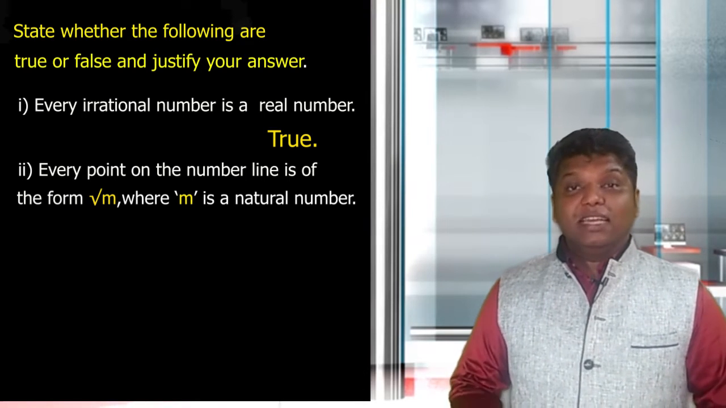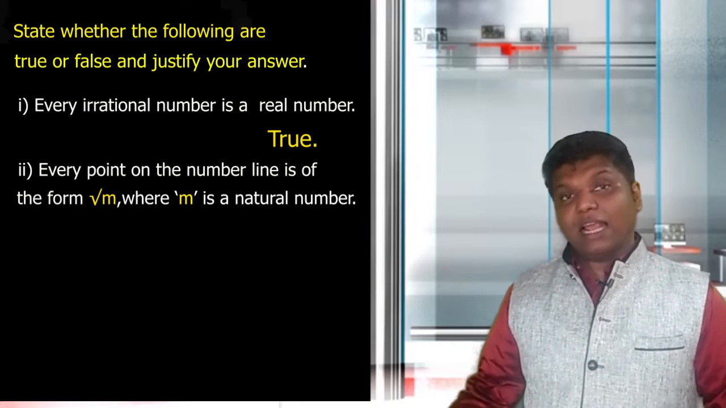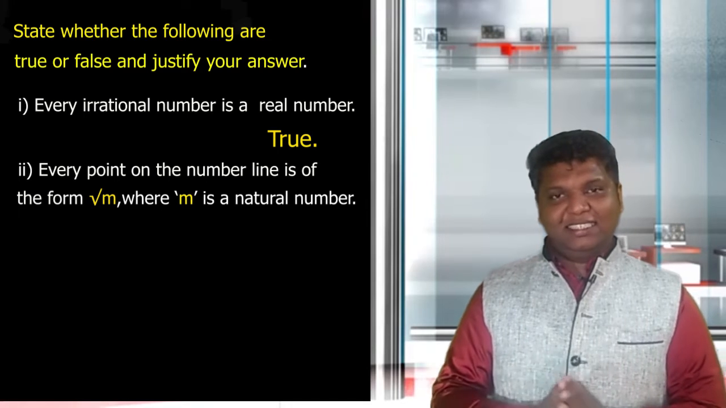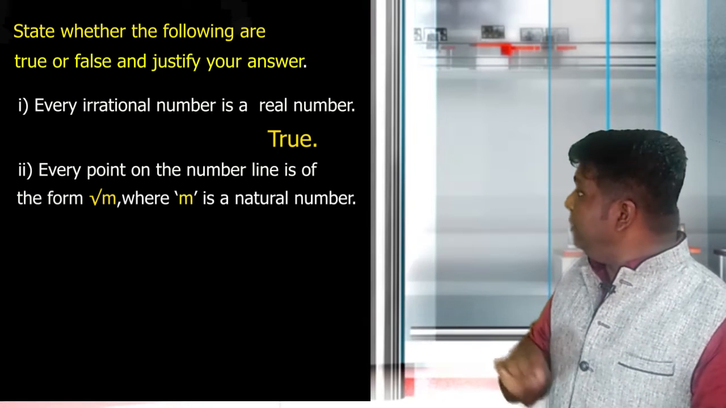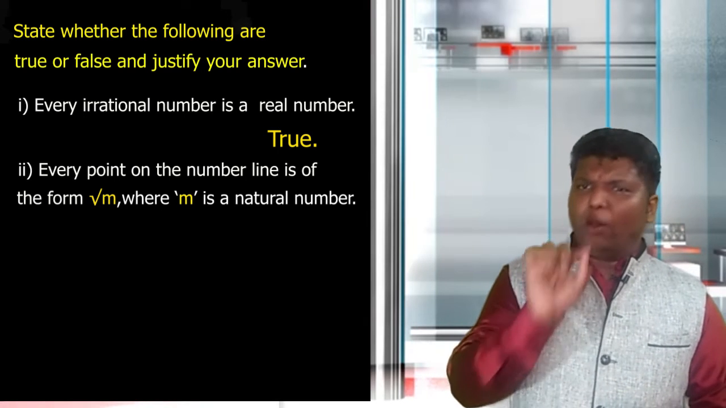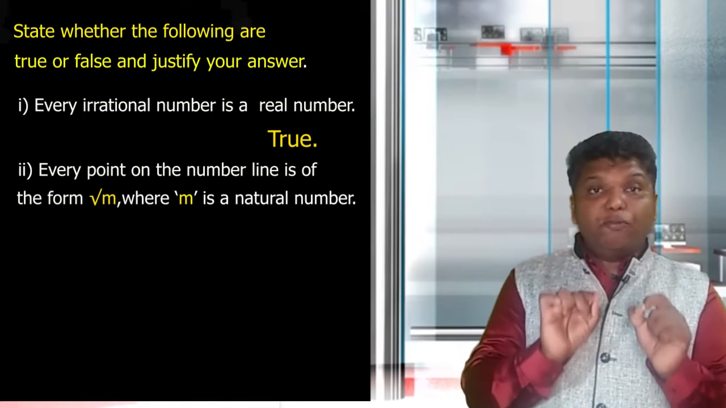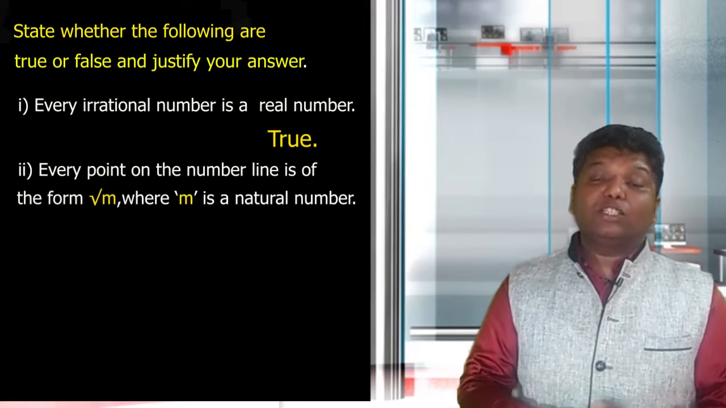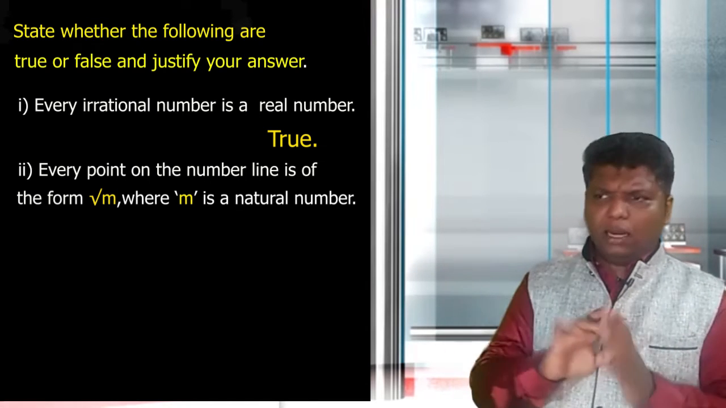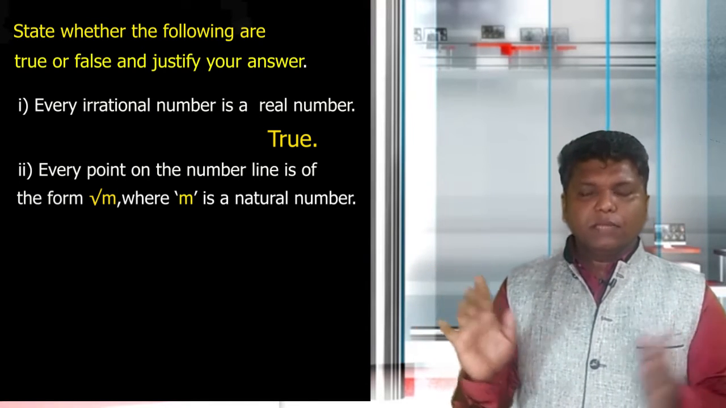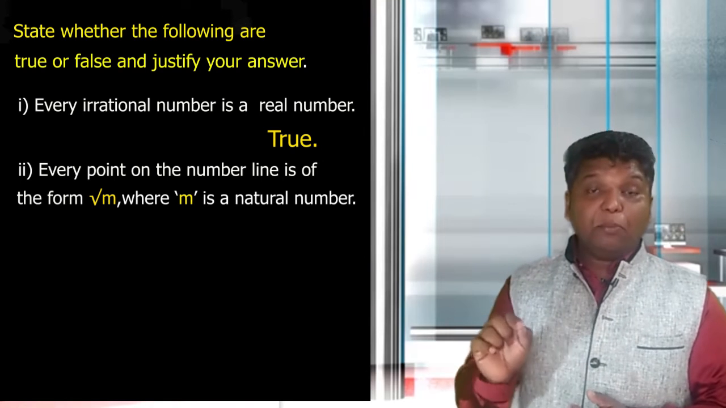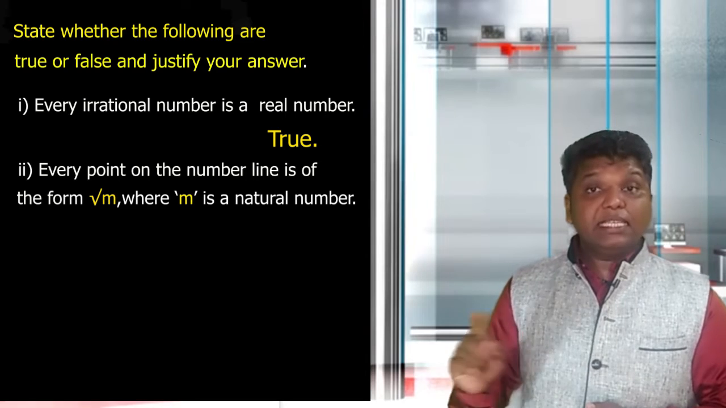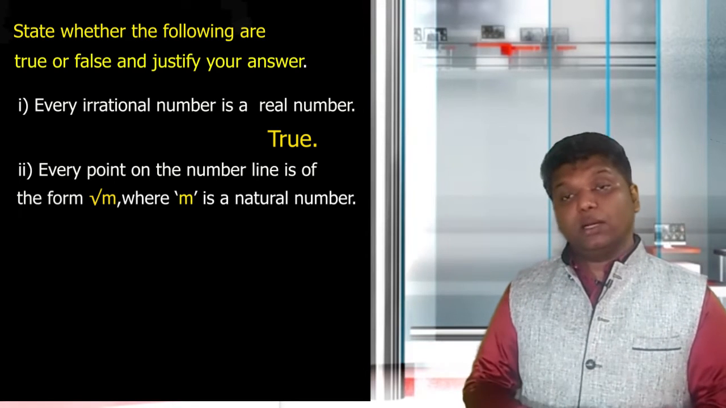Even though it is an irrational number or it may be a rational number, it comes inside the category of real numbers, right? That's it. Question number 2. Every point on the number line is of the form root m, where m is a natural number. Means if you're taking any point on the number line, just imagine a number line in your mind. Take a point and that point can be represented as root m, and m should be a natural number itself.